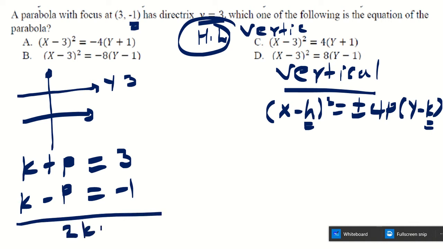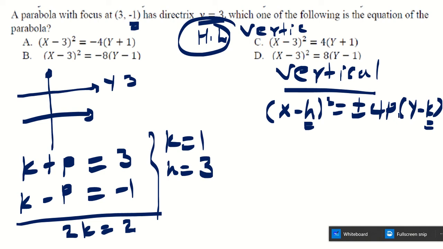So 2k is equal to, when you add them, k plus k will be 2k, and p plus negative p is eliminated, and 3 plus negative 1 will be 2. So what's k? K is equal to 1. If k is 1, the h doesn't vary. It's not varying the x value here because it's a vertical parabola. The first coordinate will not vary, so the h is 3.